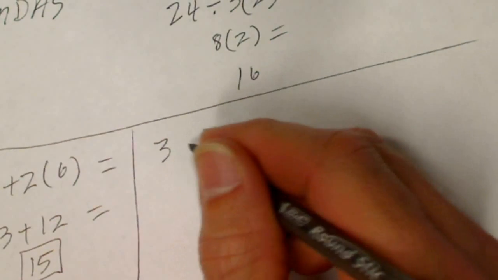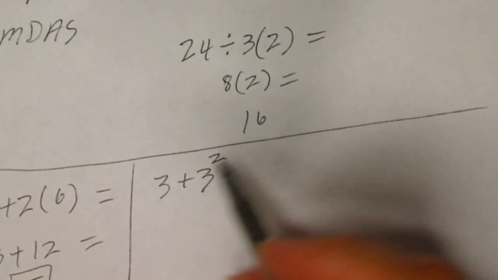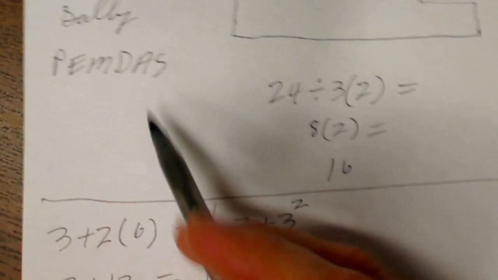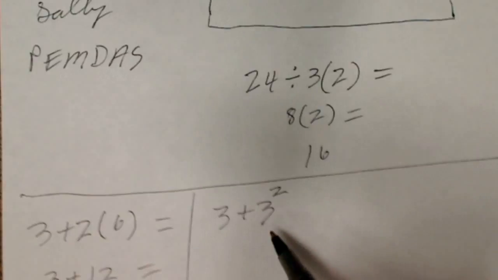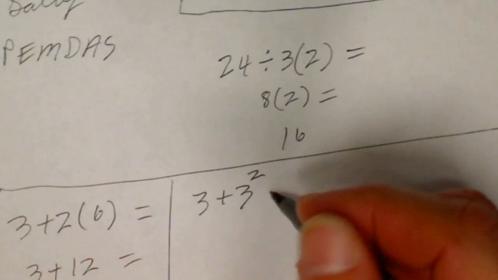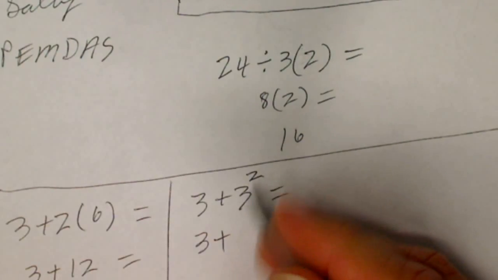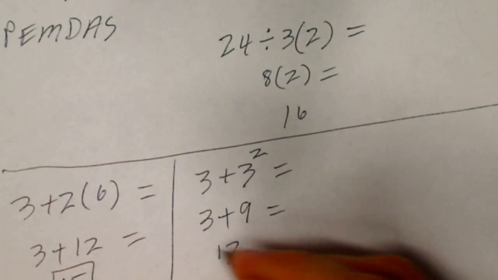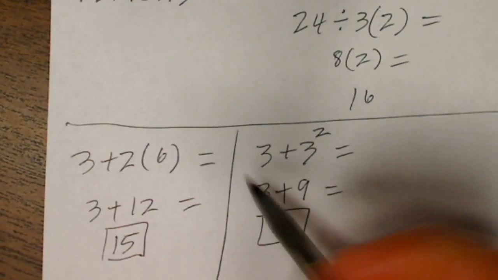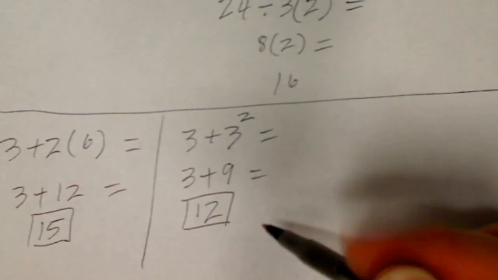Another example. 3 plus 3 squared. Don't add 3 plus 3. The order of operations says exponents come before addition. So you've got to do the exponent first. You're going to have the 3, the plus sign, copy those down. 3 squared is 9. Now you have a new problem. It's 3 plus 9, which is 12. Notice the step-by-step process. Put your steps in. You will not make as many mistakes.